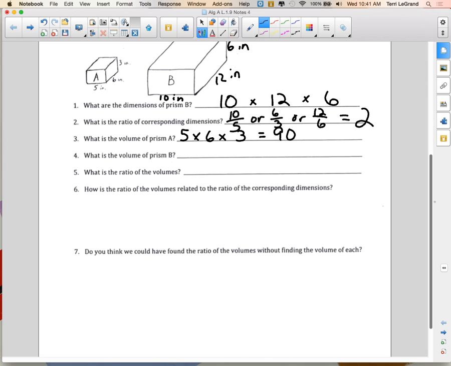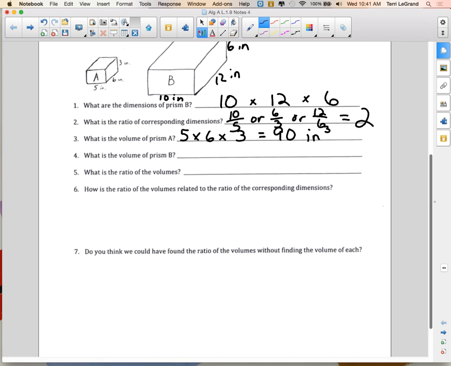Anybody know what the label would be on that? Inches cubed. When you take inches times inches, they become inches squared. And then you take them times inches again, because we did 3 dimensions. We end up with inches cubed. So it has a volume of 90 inches cubed, or cubic inches. We could write it out in words.